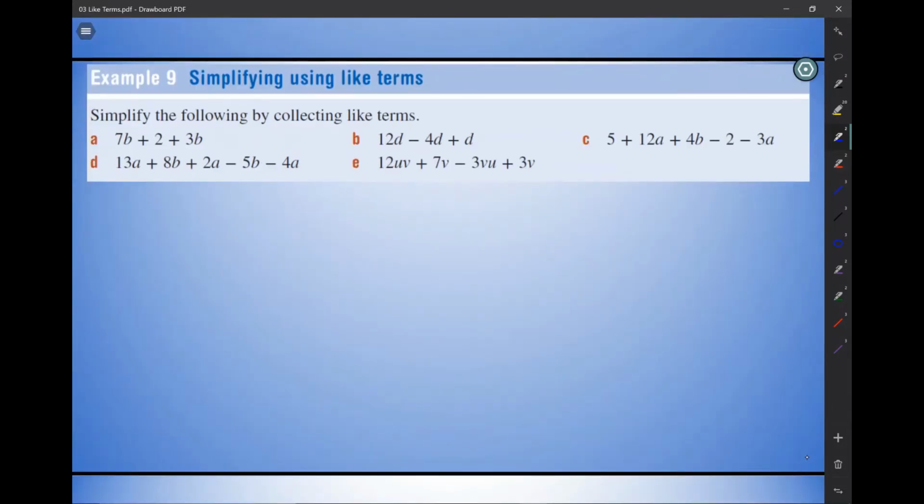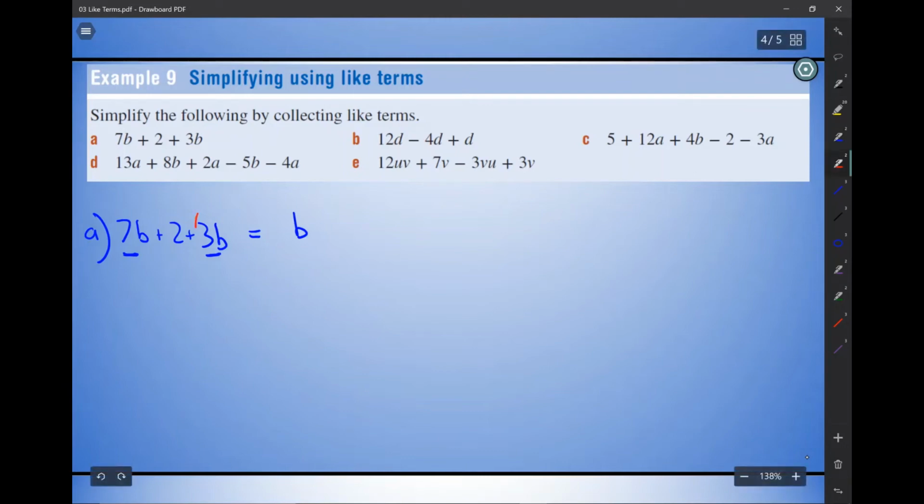Alright, so now that we're pretty good at identifying like terms, what can we do with like terms? Well, let's see. Can we identify any like terms in this expression? Yes, there is a pair of like terms here. What we can do is we can reduce these two terms down to one term. And the way we do that is we take the numbers at the front and add them together. 7 plus 3. And there are no like terms for the 2, so the 2 is just going to stay as it is.